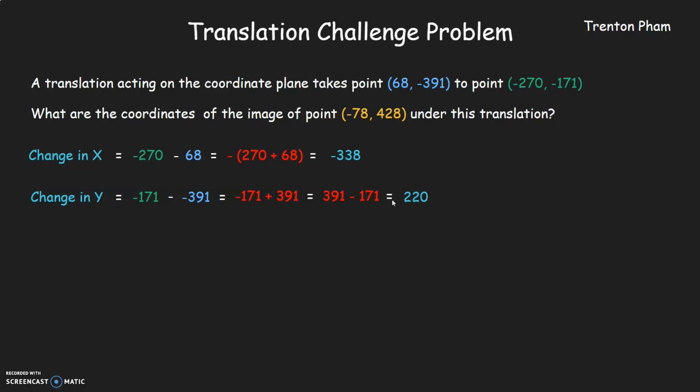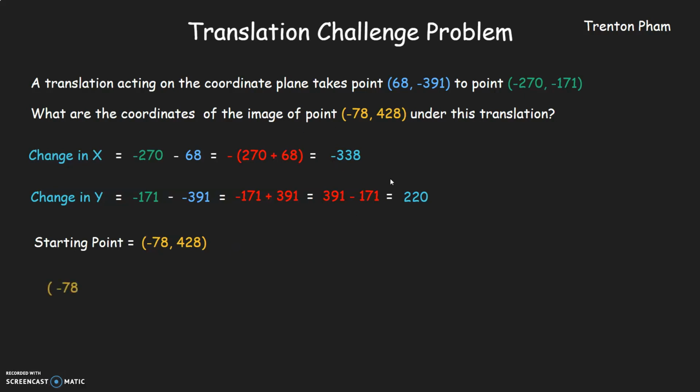Our change in x and our change in y show that our x coordinate shifts in the x direction by -338, and our y coordinate shifts in the y direction by 220. So if our starting point is (-78, 428), we can find what the end point of the starting point will be under this translation.